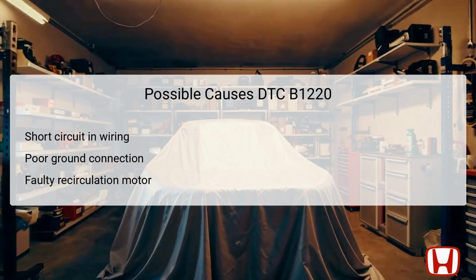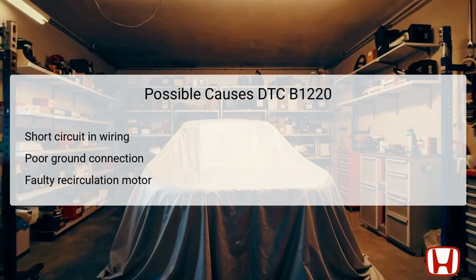When assessing the potential causes of DTC B1220, several factors can contribute to the underlying issue. Firstly, a short circuit within the wiring harness of the recirculation control motor could lead to this code being set as the electrical flow is disrupted. Additionally, a poor ground connection can create an inconsistent electrical supply, which may point to broader electrical issues affecting multiple systems within the vehicle.